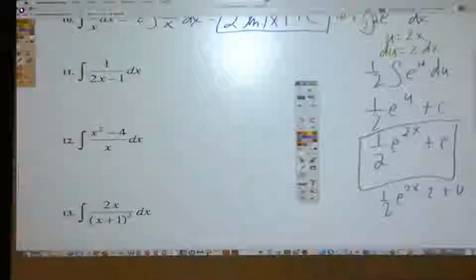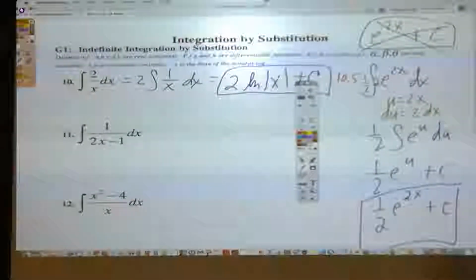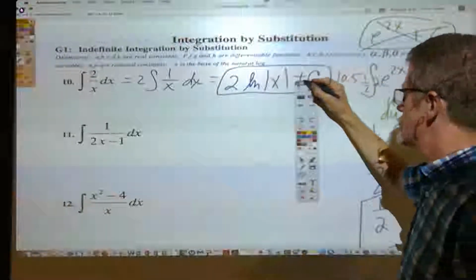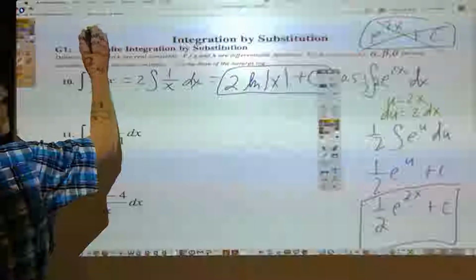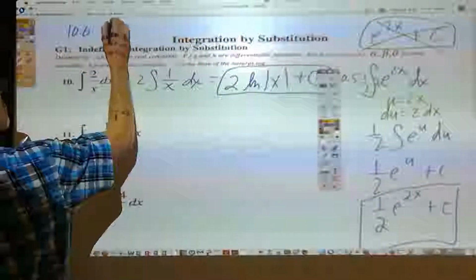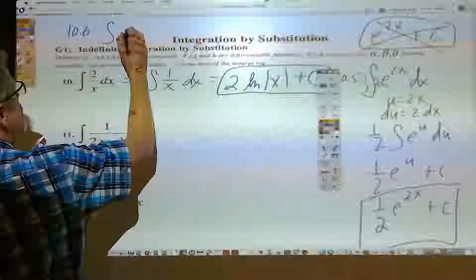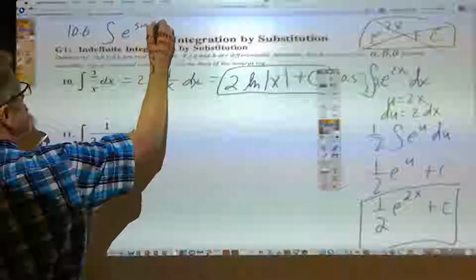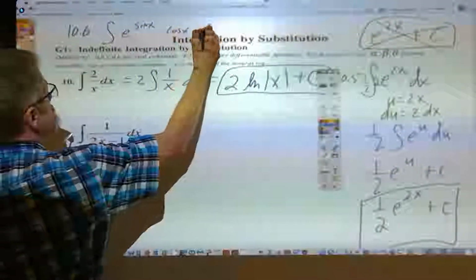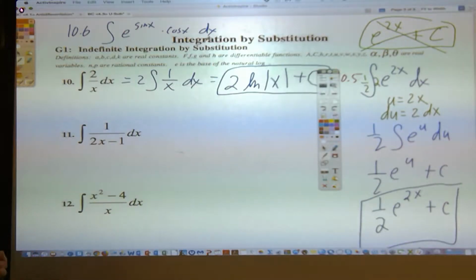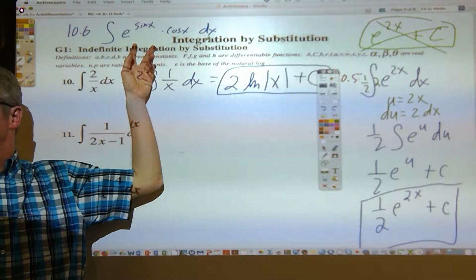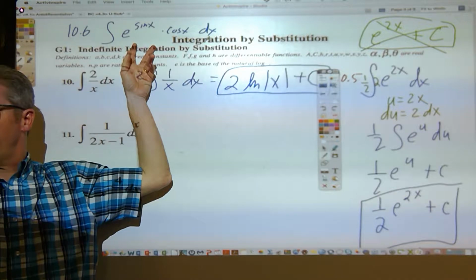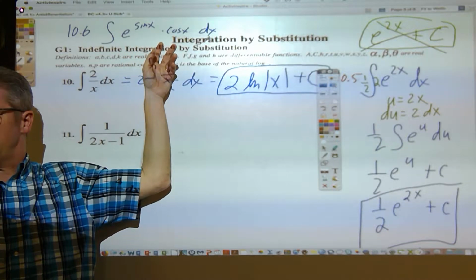You know what? I'll bet you can start doing these in your head. You could probably do one with your eyes closed, just about. In fact, I'll bet you can do this one with no work. I'm just going to call it problem 10.6, put it up here. What's the antiderivative of e to the sine x times cosine x dx? See if you're that good that you can do u substitutions in your head.